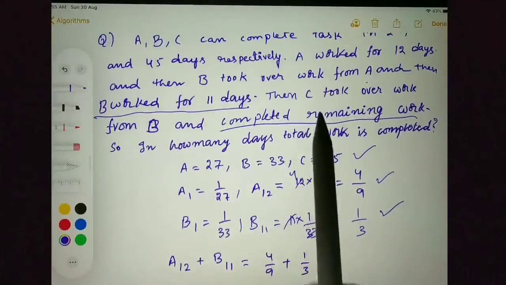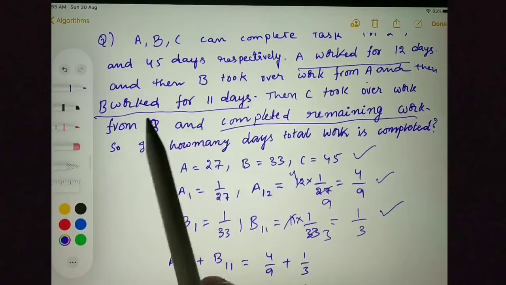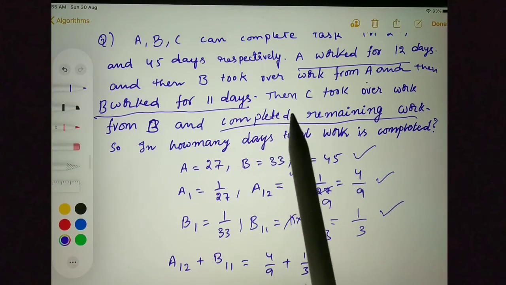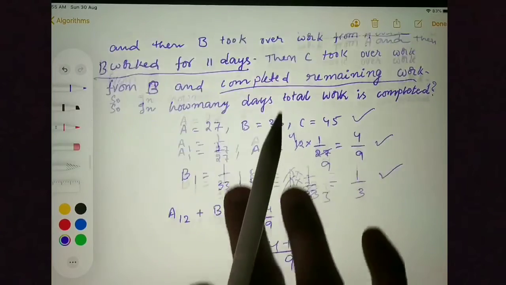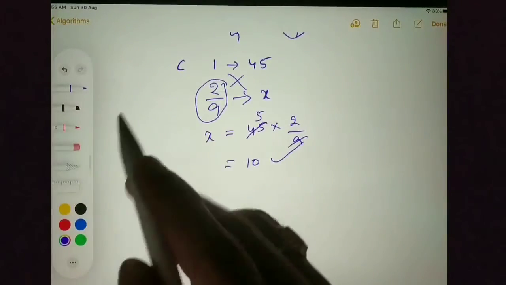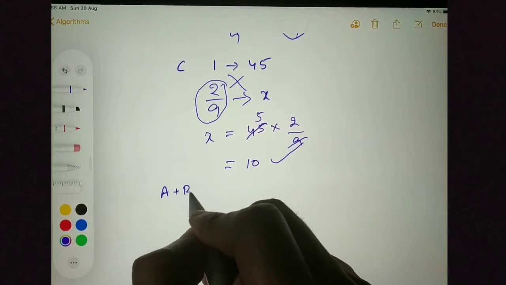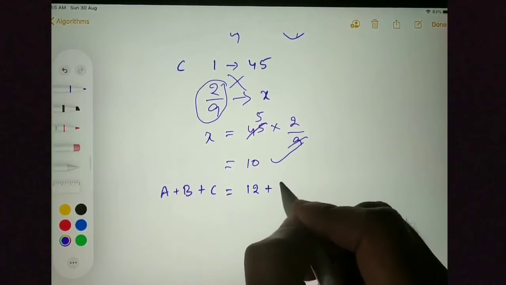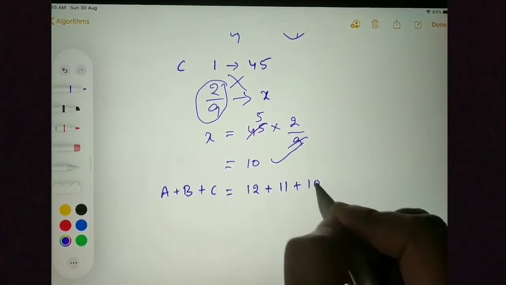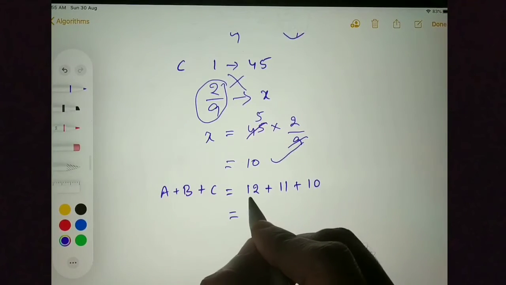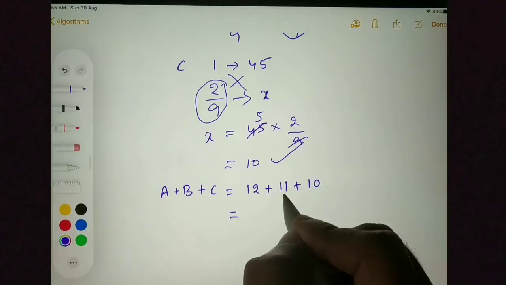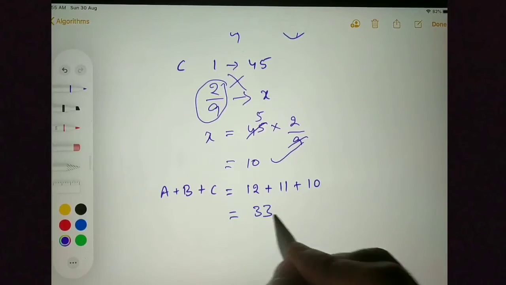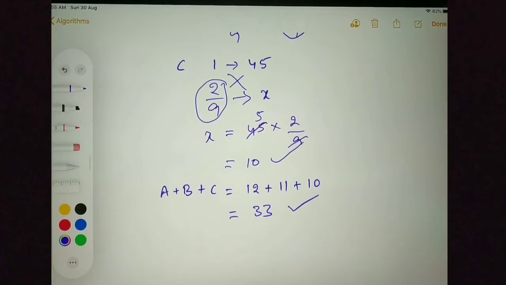In the question, A worked for 12 days and B worked for 11 days, and C took 10 days to complete the remaining work. What is the total answer? A's work plus B's work plus C's work. A worked for 12 days, B worked for 11 days, and C worked for 10 days. That is 12 plus 11, that is 23. 23 plus 10, 33. 33 days is the answer.